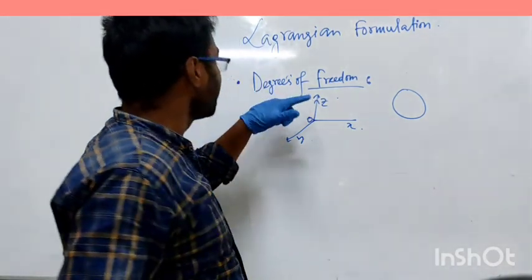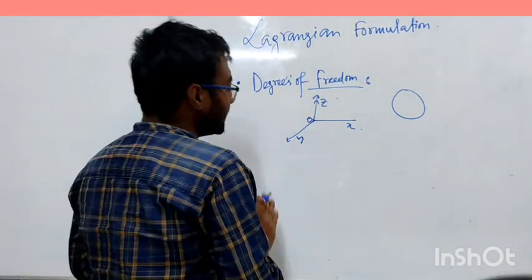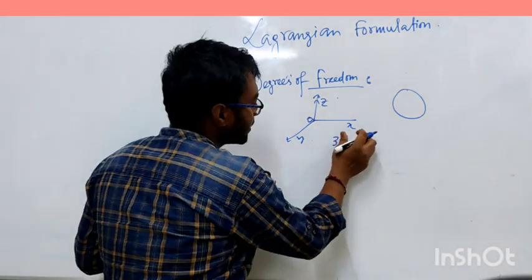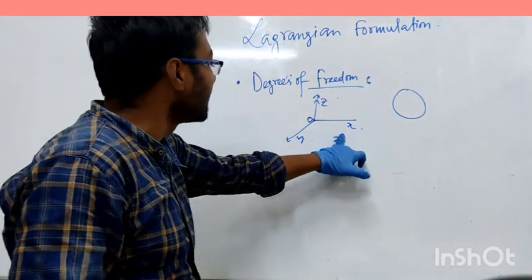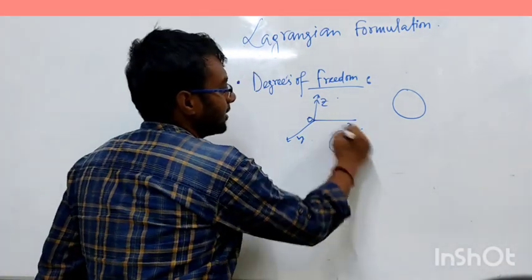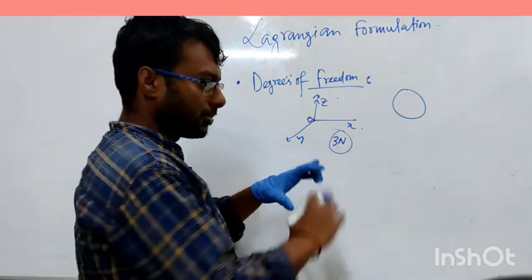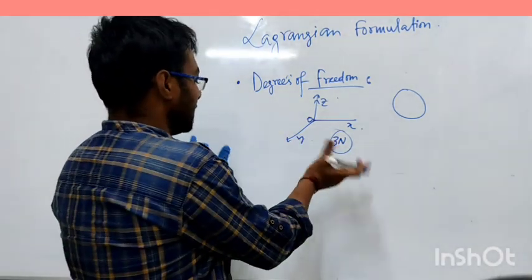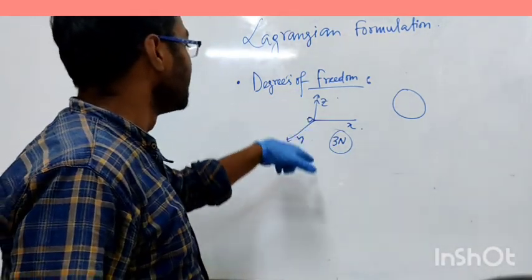So basically the degree of freedom of a single particle in 3D space should be equal to 3. If we consider n number of particles, then we can get 3n. The degree of freedom will be 3n, provided there is no interaction between the particles.